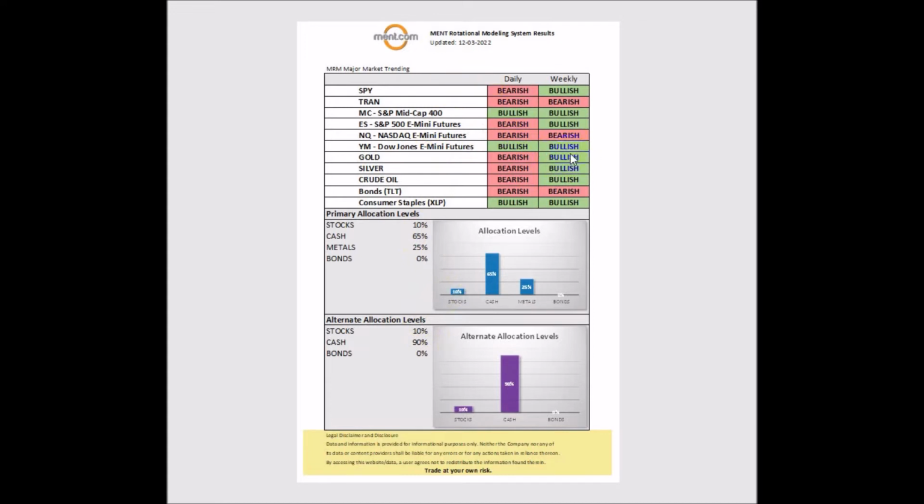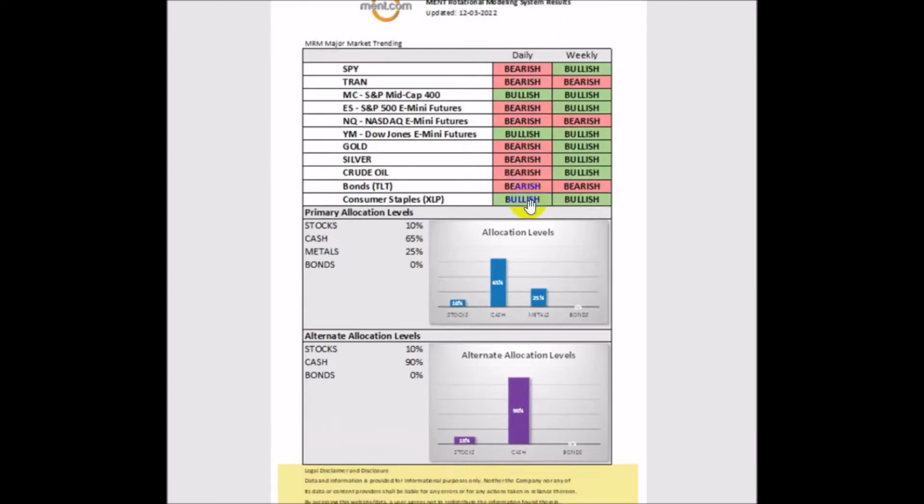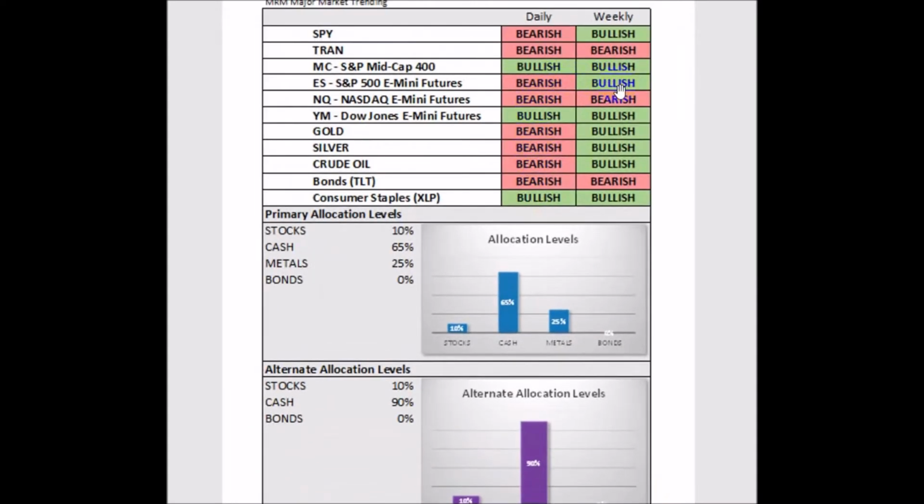I was looking at the charts today. The financial sector is bullish. Transportation is still bearish. SPY has stayed the same, bearish, bullish. Let me zoom in here. E-mini futures are bullish weekly, bearish daily. Dow Jones has moved into bullish territory, which is a good sign that the Dow Jones might be leading.